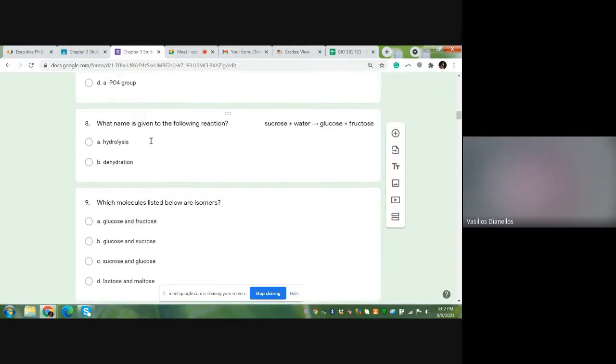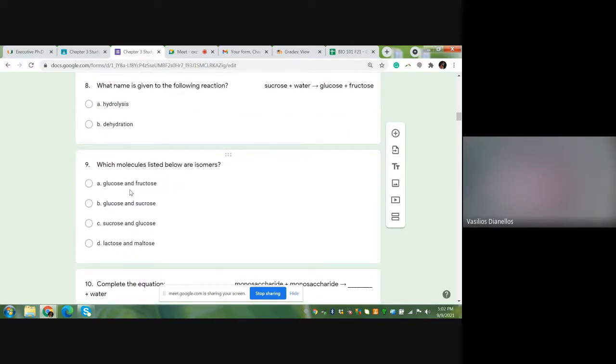Number 8, what name is given to the following reaction? We've already talked about this. I'm not going to require you to know this. So yes, I am. I'm sorry. Again, water is on the left-hand side of the equation. That's all you need to know. Forget everything else. Water is in the reactants. Therefore, the answer is hydrolysis. Any questions about number 8?